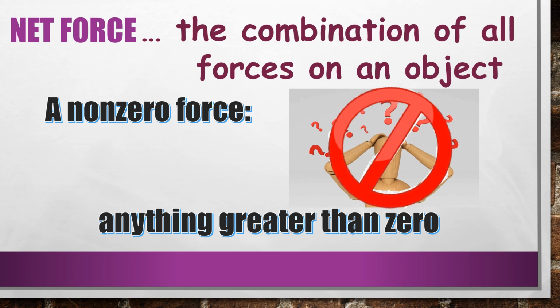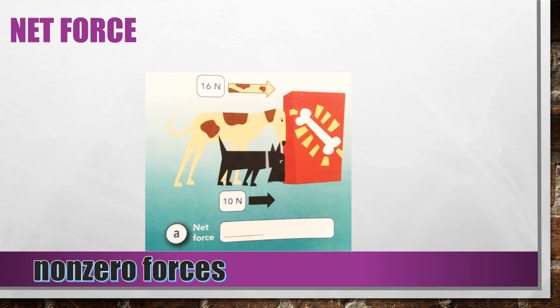Anything greater than 0. 0.01 is a non-zero force, up to a billion, zillion, trillion, whatever you want to say. As long as it's more than 0, then that's what we're talking about. So when we talk about our overall net forces, we're talking about combining different things that are applying a push or a pull on an object and seeing what the overall force is going to be and the direction it goes in. All right, so let's look at what we're talking about.